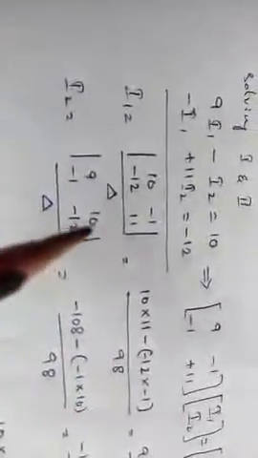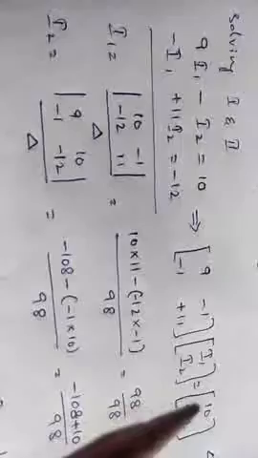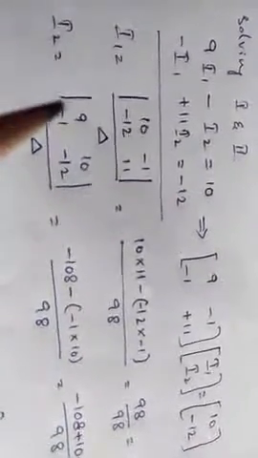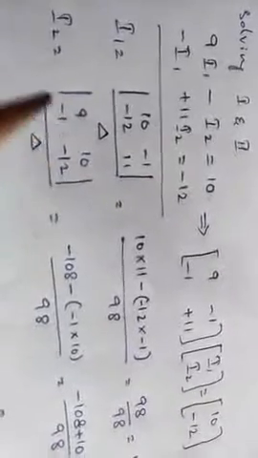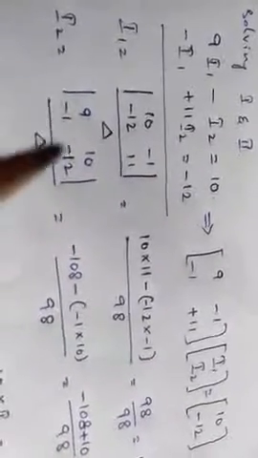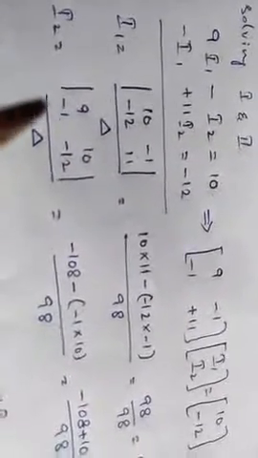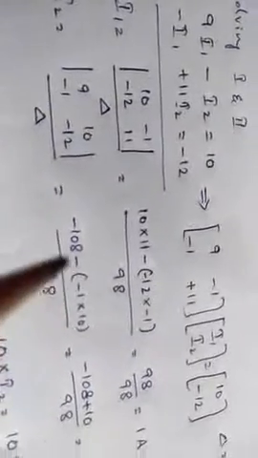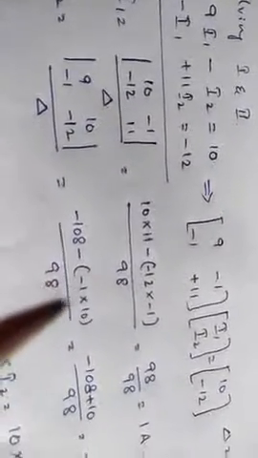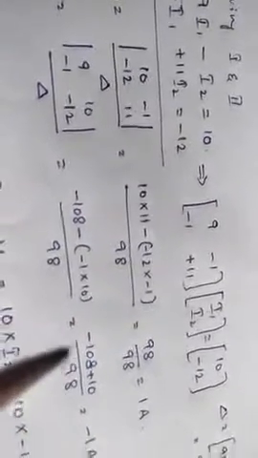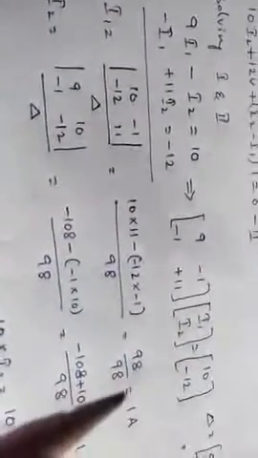For I2, we have to replace the second column by the resultant matrix. So the second column is replaced with 10 and 12. The first column is as it is. Now once again we have to find the determinant of this. The determinant is 9 into 12, 108, minus 10. So minus into minus is plus, 108 plus 10, so 98. 98 by 98 is minus 1. So I1 is 1 ampere and I2 is minus 1 ampere.